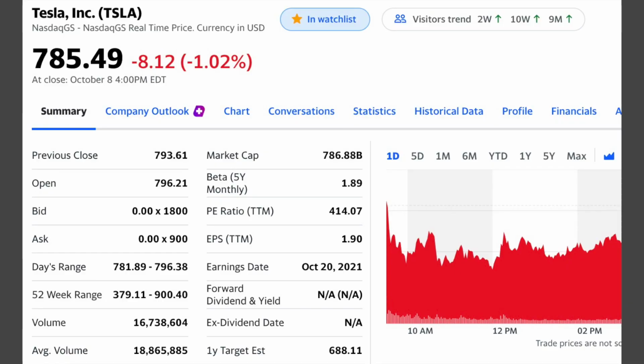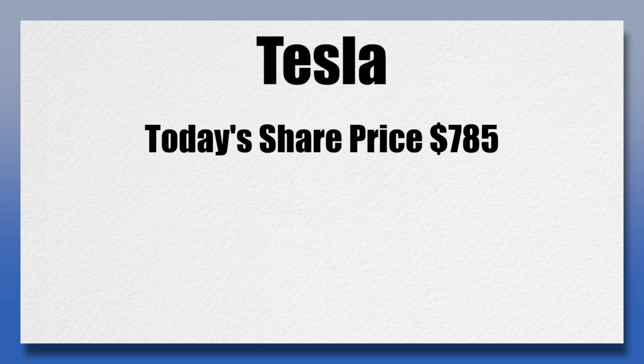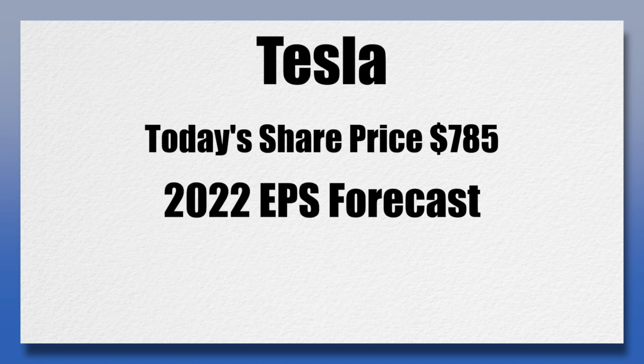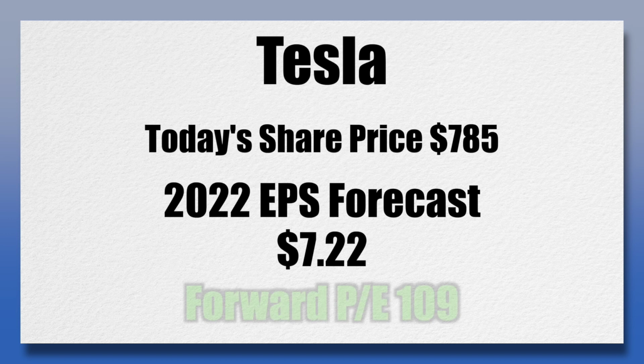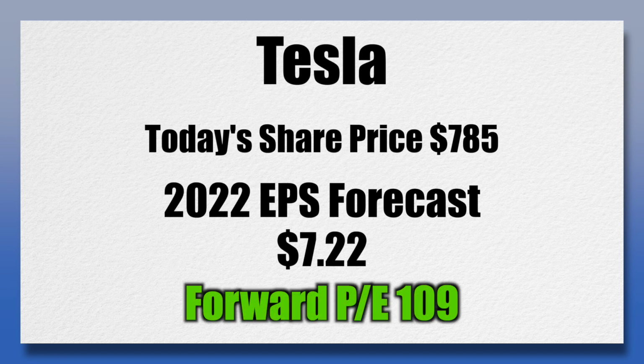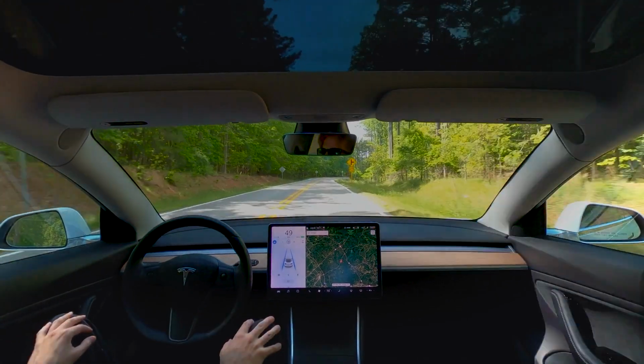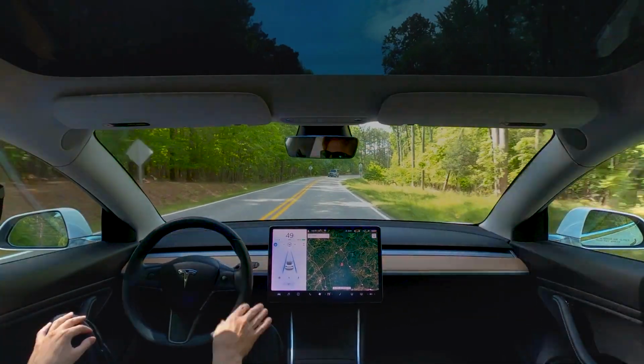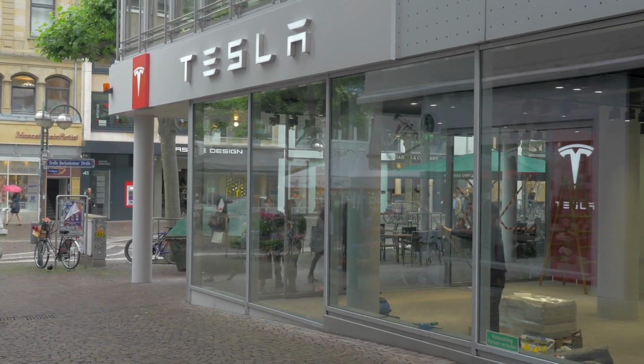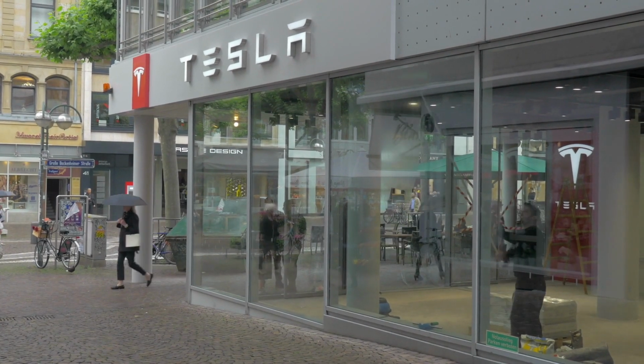Now, Tesla's PE ratio today is about 414, which is a very high number. But Tesla's current 2022 analyst estimate is to earn $7.22 per share. This means that the stock is trading at a forward PE ratio of 109. This looks obviously way better than the 414 trailing PE ratio. So unless the forecast for the 2022 earnings come down, the stock should have no problem sustaining its current price.